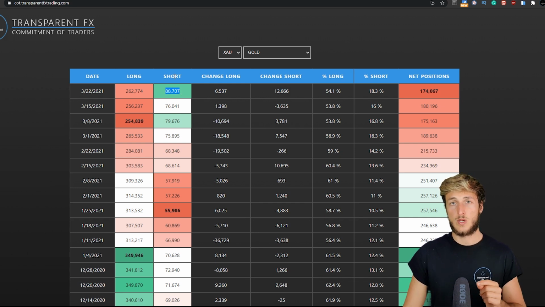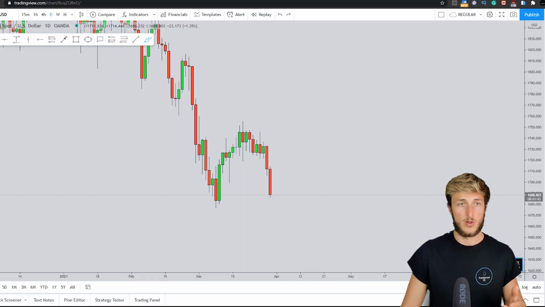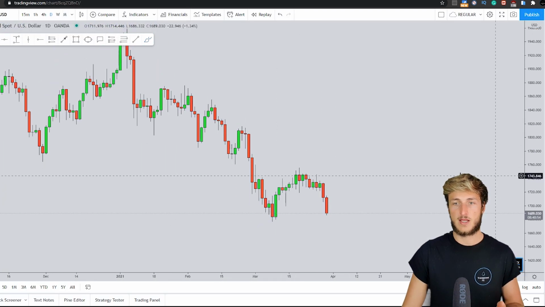So on gold, what we can see is that from an institutional perspective, hedge funds are adding shorts, going from 55k to 88k, and closing longs, going from 349k to 262k. So clearly, we are getting quite bearish on gold. And we see this clearly reflected in the price action.